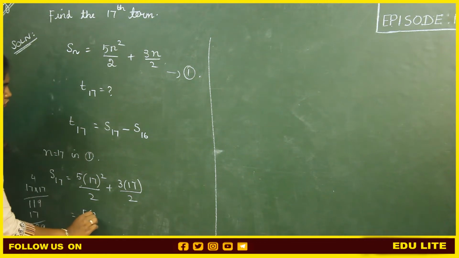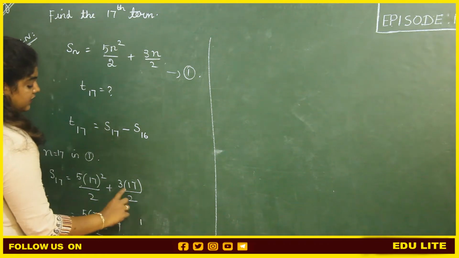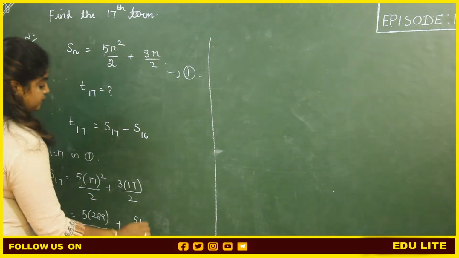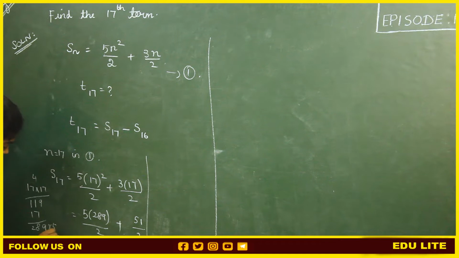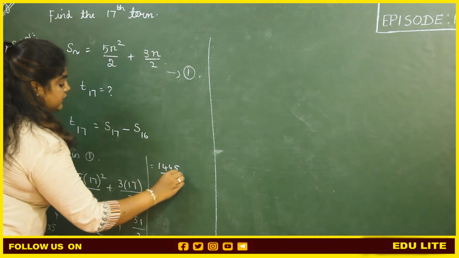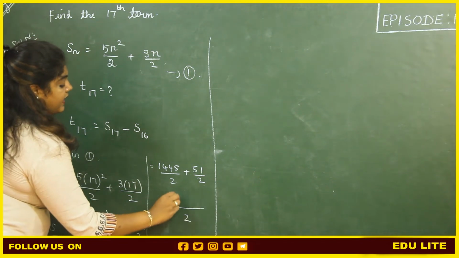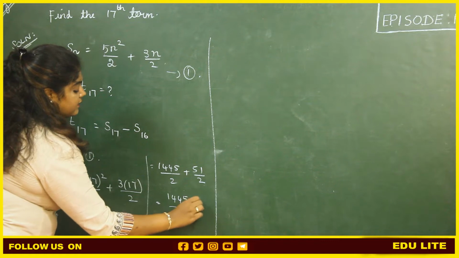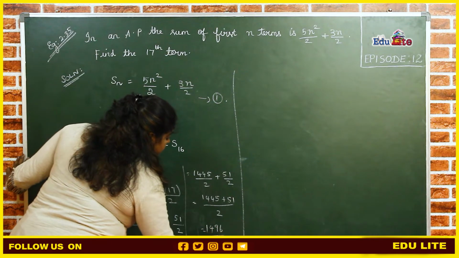So, 5 into 289 by 2 plus 17 into 3 it is 21, 2 balance 51 by 2. Next is 5 into 289, which will give me 1445 divided by 2 plus 51 by 2. Both of the denominators are 2, so we can directly add the numerators. 1445 plus 51 will give me 1496 by 2.